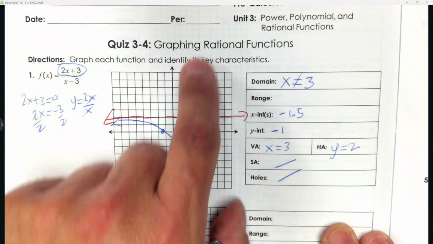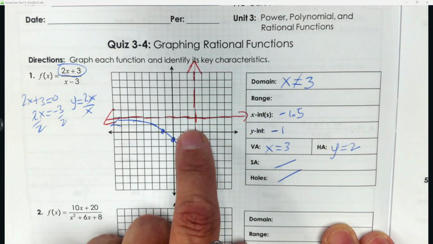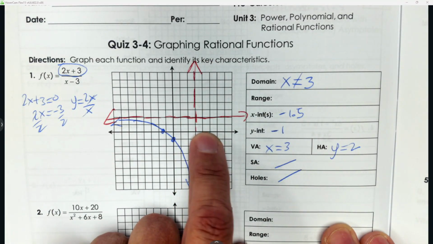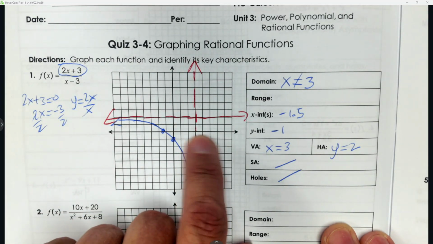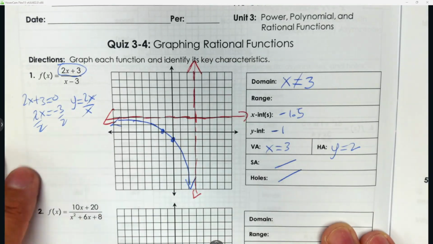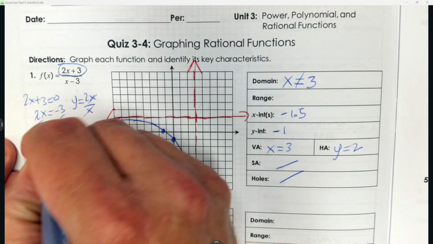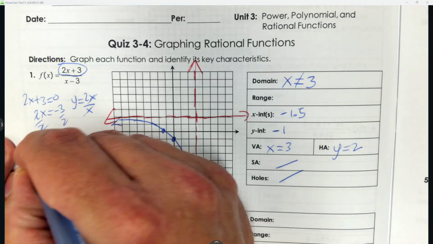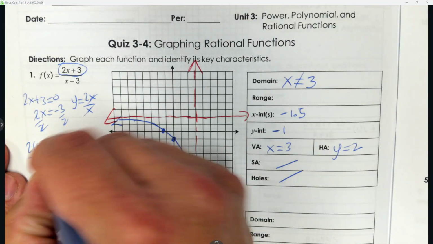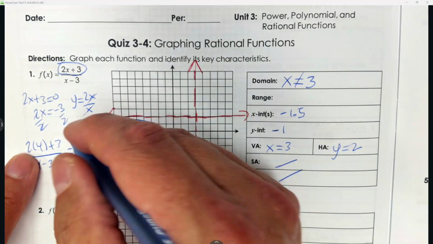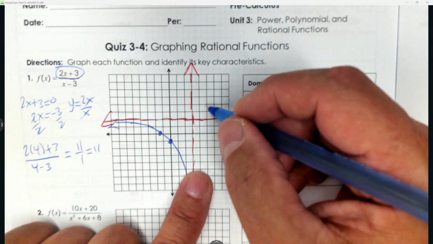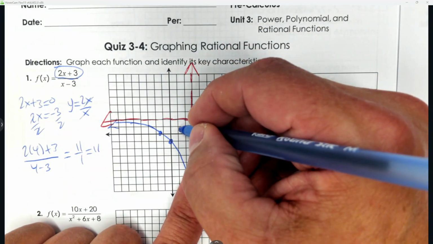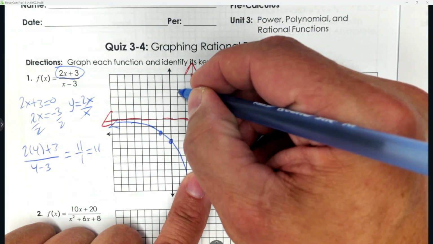I need a point here to curve here in this corner. So I'm going to take the number that's next to the asymptote. So this asymptote is at 3, so I'm going to pick 4, the one right beside it. So I'm going to go 2 times 4 plus 3, and then 4 take away 3, and then solve it. So 2 times 4 is 8, plus 3 is 11. It's a little bit off my graph, I think. Does this count to 8 or 11? 1, 2, 3, 4, 5, 6, so it's 8.